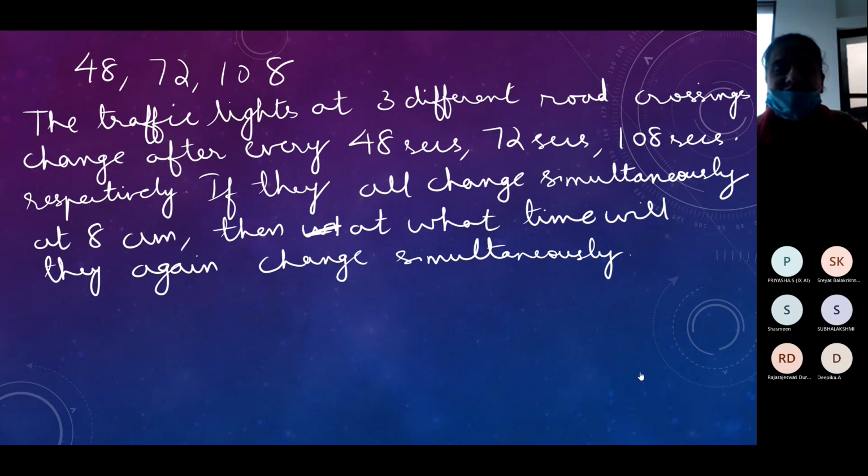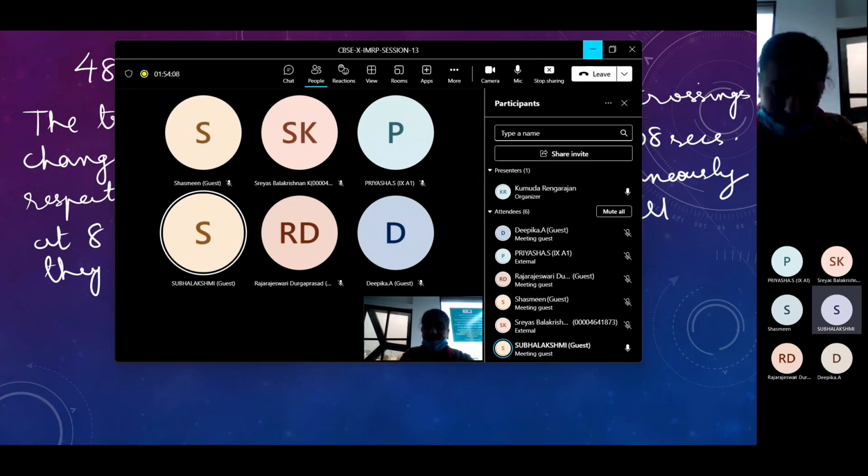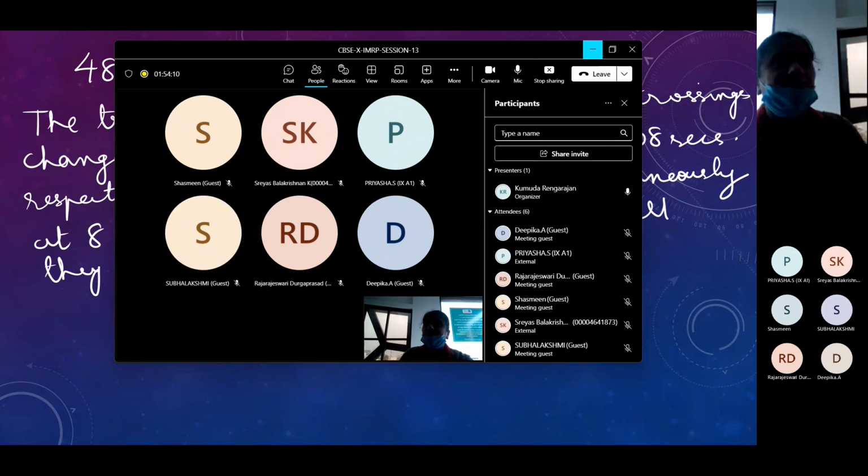Online students, what is the LCM of these three numbers? 432. Correct. 432. Check Nandini. Look where we have made a mistake. Sashmin, Shreyas, Priyasha, Deepika, Rajeshwari. 432. Have you got? You should have found the LCM of the three numbers, which is 432. Found the LCM?